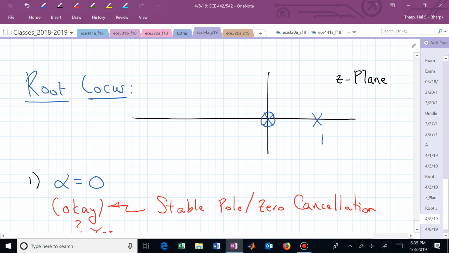Did you have a question or an answer? You had an answer. Root locus is? Was that your answer? Well, I don't even remember my question.